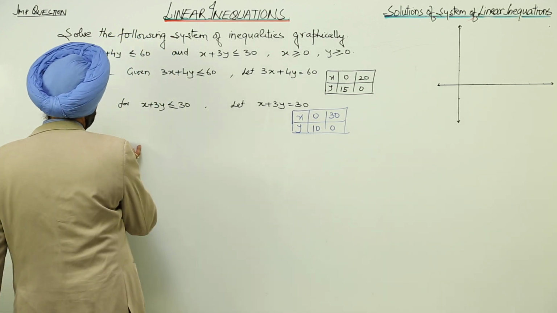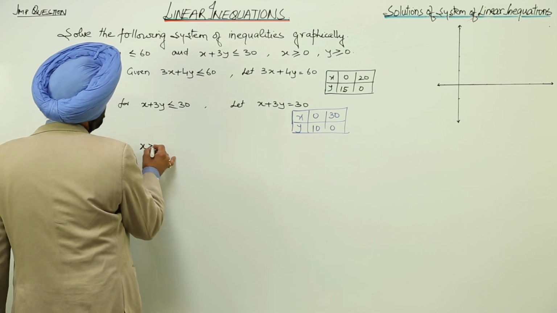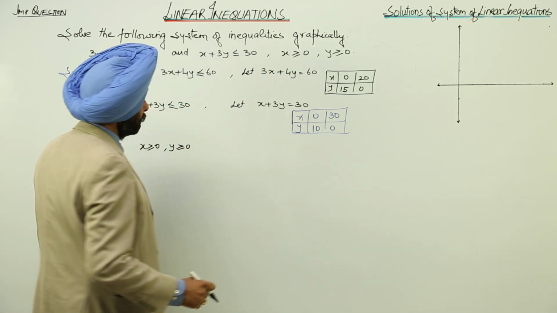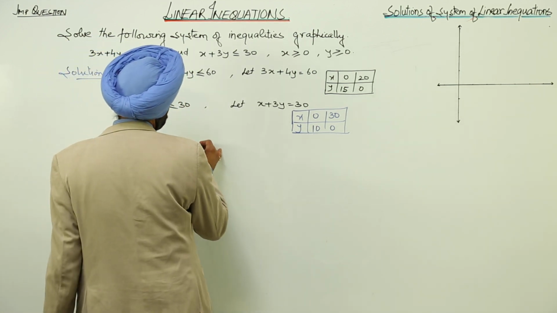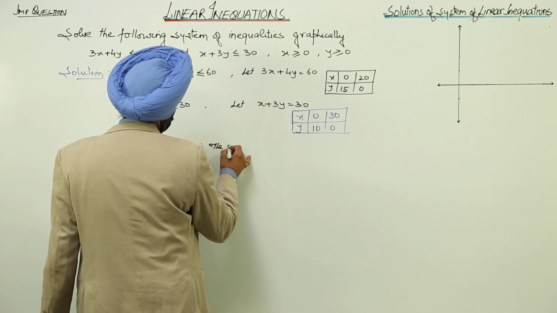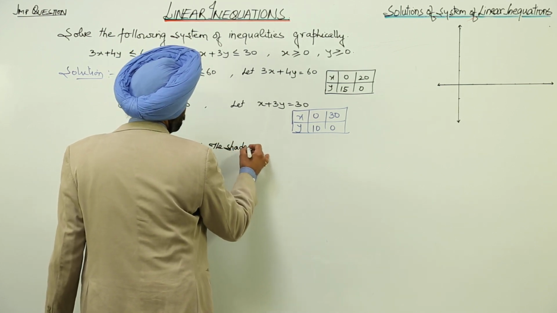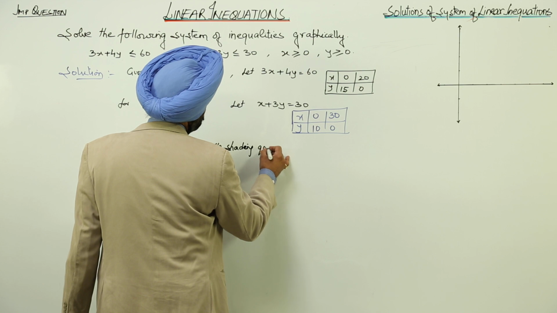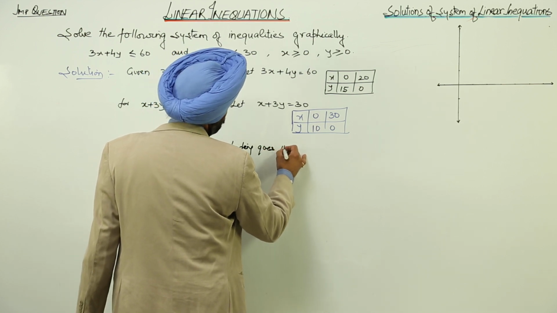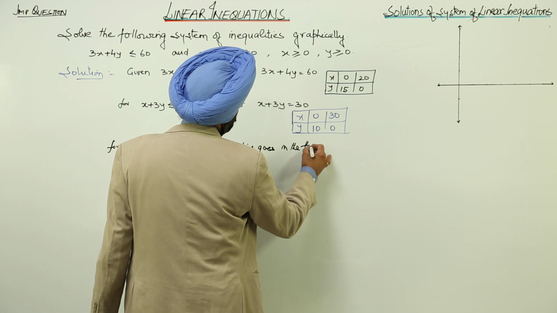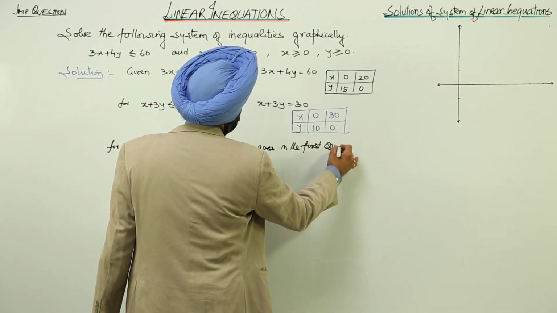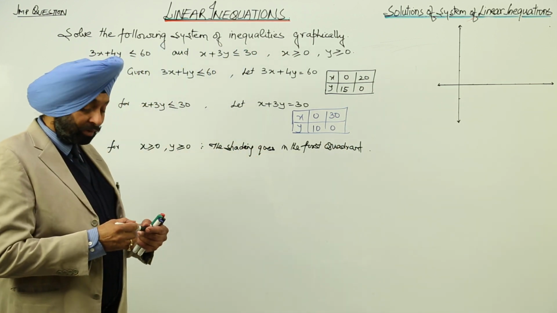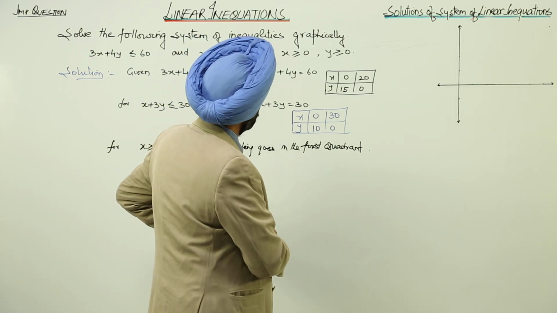Then we are having x is greater than or equal to 0 and y is greater than or equal to 0. Now for this part, remember one thing. The shading goes in the first quadrant. Now I will explain you how. First of all, let's plot the lines.